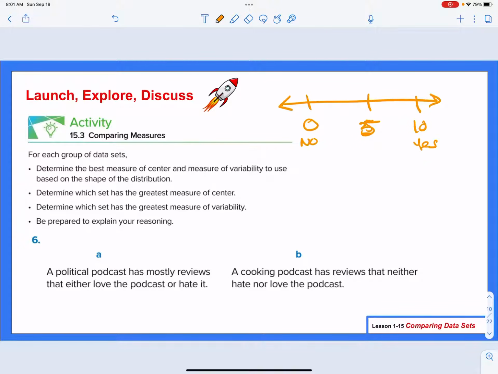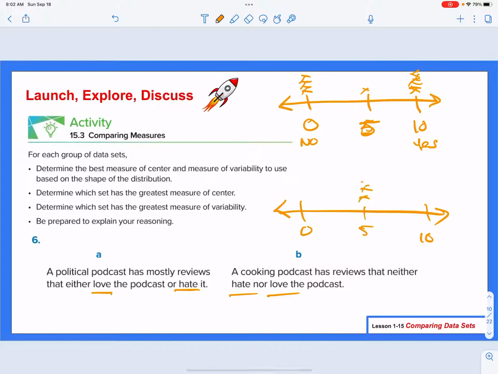So if this was the one for A, where the people either love it or hate it, we'd expect to find a lot of values here, and a lot of values here, and very few values there. For B, if it's a 0 to 10, and people have reviews that neither hate nor love, they're mostly going to be in the middle, with only a few out here. So in terms of the shape, we're going to find not a lot of a spread there necessarily. It probably is going to be generally pretty symmetric.